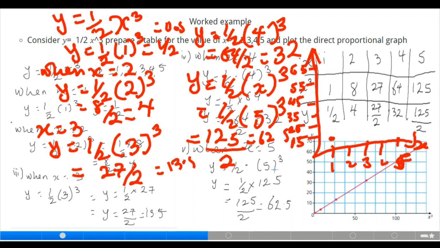Now, when x is 2, what is y? y is 4. So we are going to be having it in this range. Okay, let the first value be here. So the second value is going to be here. And when x is 3, y is 13.5. So it still becomes 15 as well. So let's still have that. Now, when x is 4, y is 32. So it's going to be between 25 and 35. So we have 32. And when x is 5, y is 62.